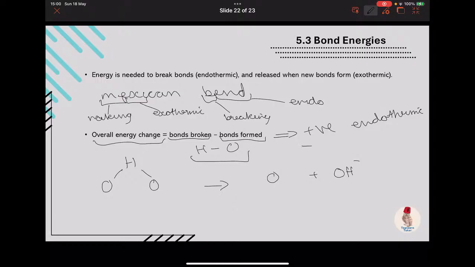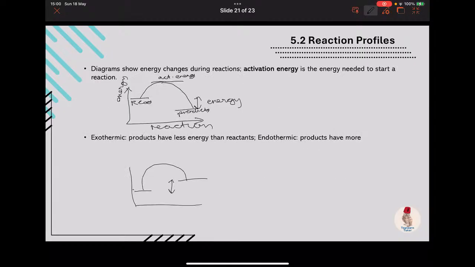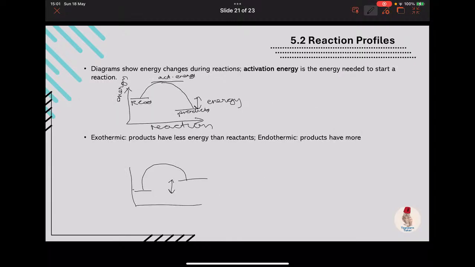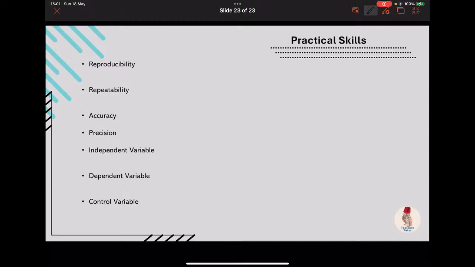And if your answer is negative, you have an exothermic reaction. As in an exothermic reaction, the energy change, as we know from here, the energy has decreased, so the energy change is negative. So the energy has been given out from the system, and the temperature of the surroundings increases. However, if it is positive, it is endothermic, as the energy of the system has increased and the energy change is positive. Next, we are moving on to the practical skills.